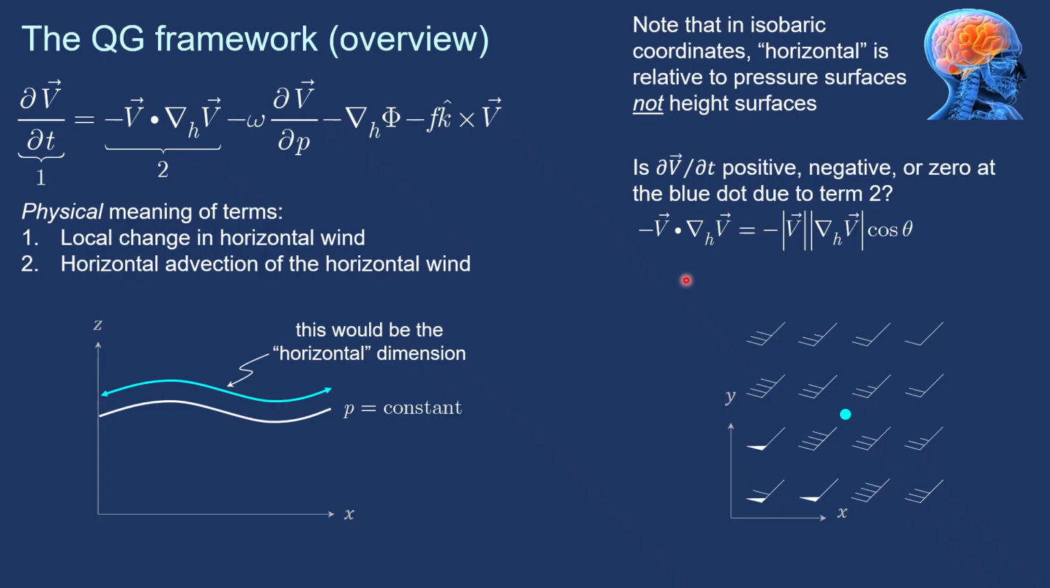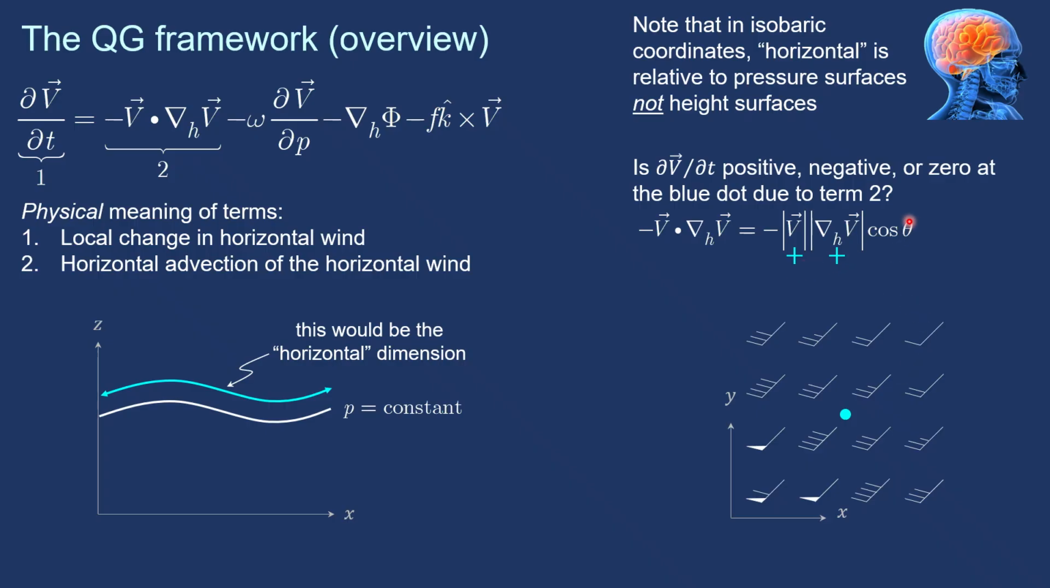So to do that, we take term 2, written as the vector dot product here, and we rewrite it using the mathematical definition of dot product as the multiplication of the magnitude of the two vectors times the cosine of the angle between the two vectors. And we know from vector calculus that the magnitude, or the absolute value of any vector, is always going to be a positive quantity. So the magnitude of v vector is some positive value. The magnitude of the horizontal gradient of v vector is also going to be some positive value.